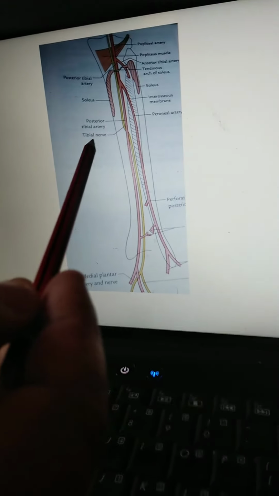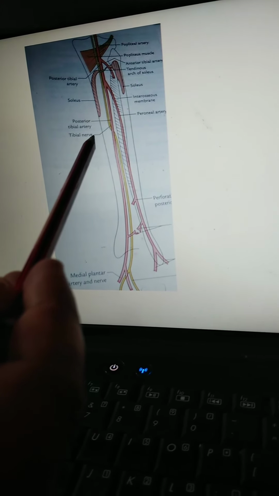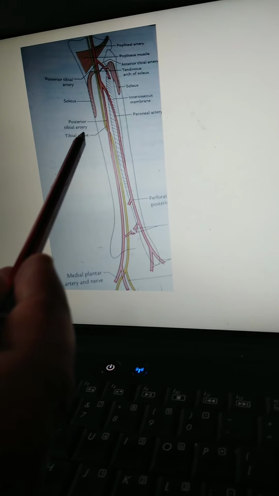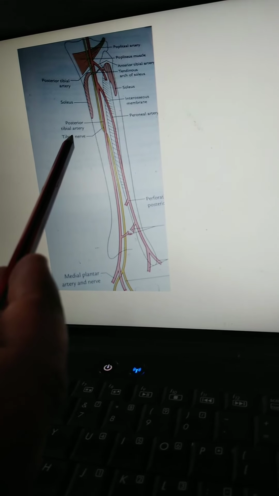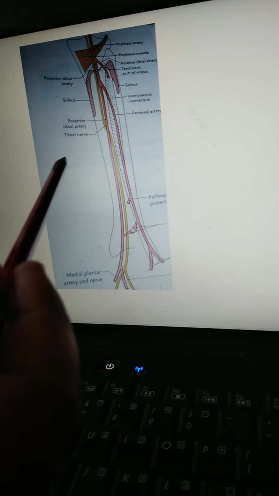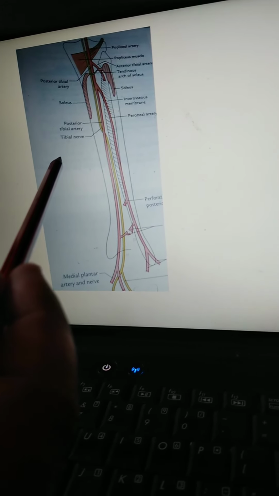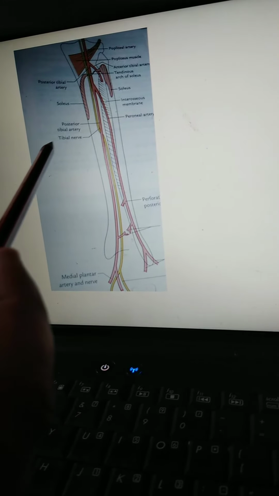It gives muscular branches to popliteus, tibialis posterior, flexor digitorum longus, flexor hallucis longus, and soleus. It gives cutaneous branches, that is the medial calcaneal branch which pierces the flexor retinaculum and supplies the skin on the back of lower surface of heel, and it also gives articular branches to the ankle joint.